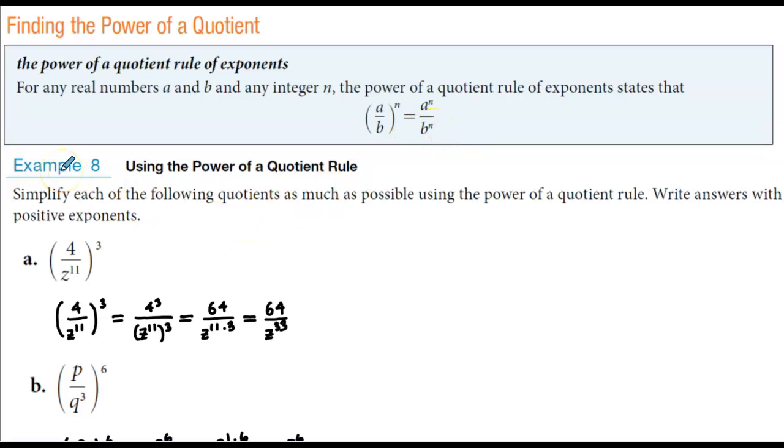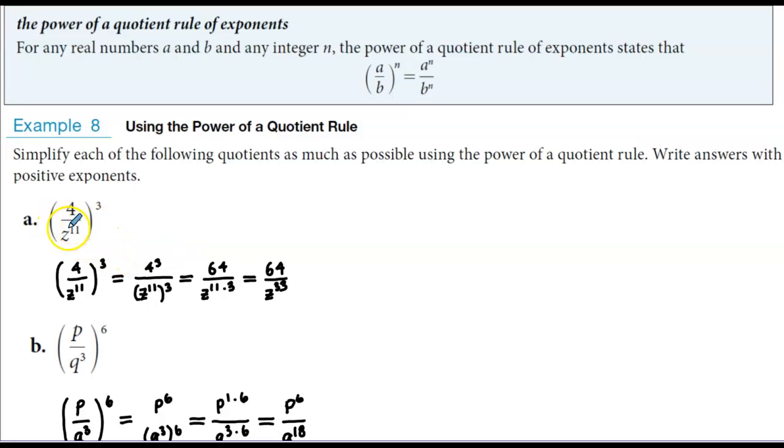So for example 8, we're going to use the power of a quotient rule. We're going to simplify each of the following quotients as much as possible using the power of a quotient rule, and we're going to write answers with positive exponents. So the base, which is inside the parentheses, is a fraction, 4 over z to the 11th power, raised to the 3rd power. Now keep in mind that the 4 has an exponent of 1.